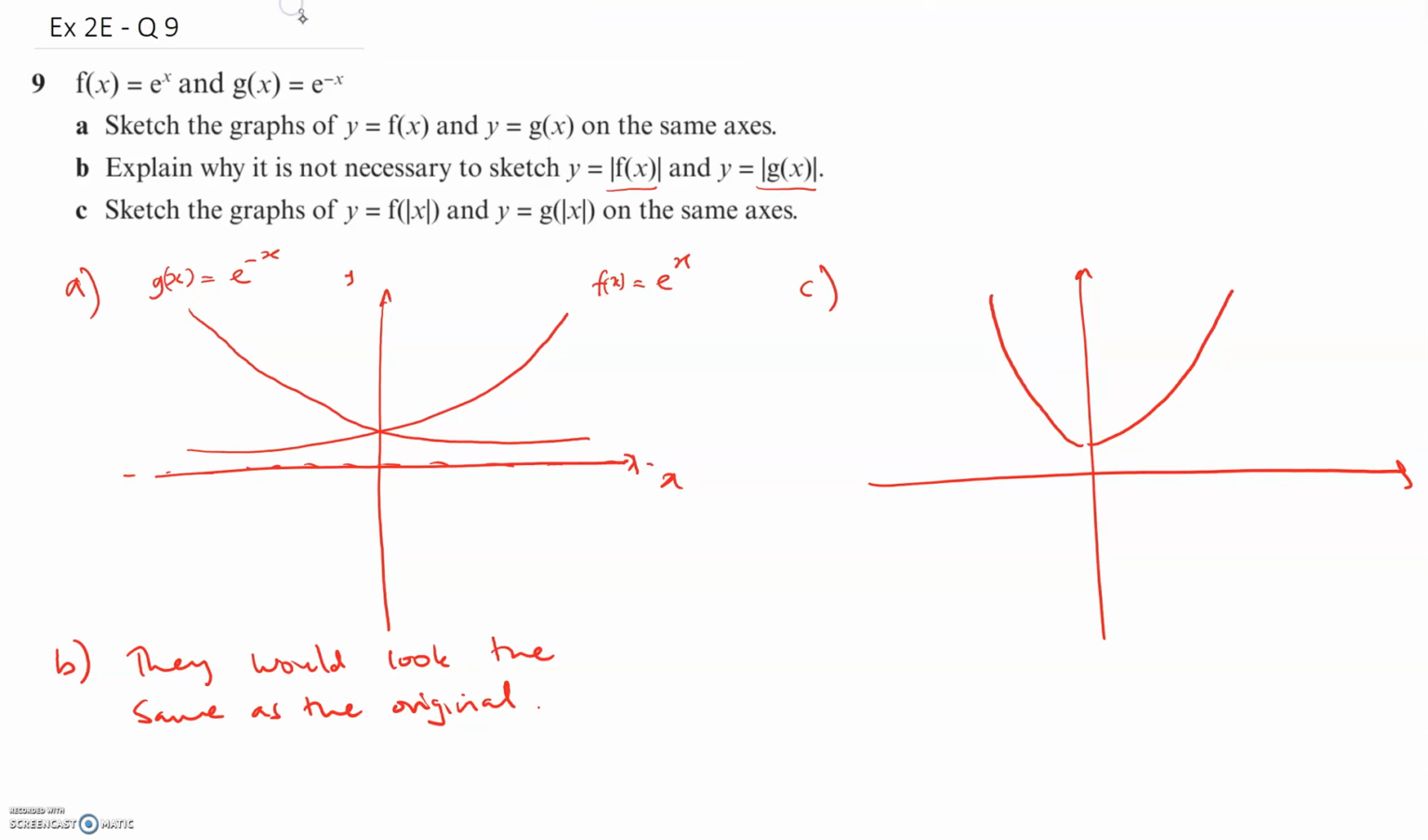G of x, I'm going to choose a different colour, on the right hand side looks like that, and reflected would look sort of like that. Sorry about that. So that's g of mod of x, and then this one is f of mod of x. Okay.